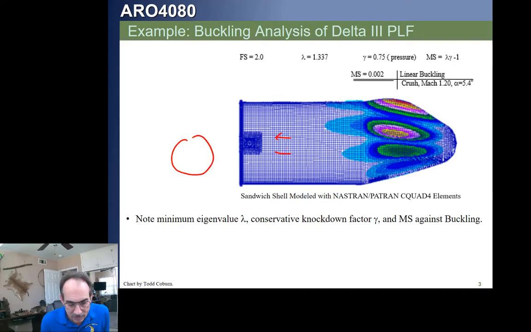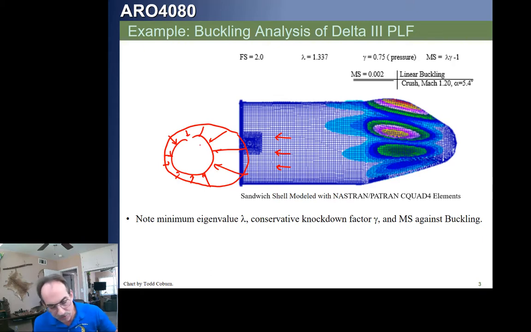If the wind is coming this way, we end up with a large crush pressure here, and that crush pressure is offset by the internal pressure. What we end up with is a sinusoidal distribution of pressure acting like this. So this is the pressure that I applied.